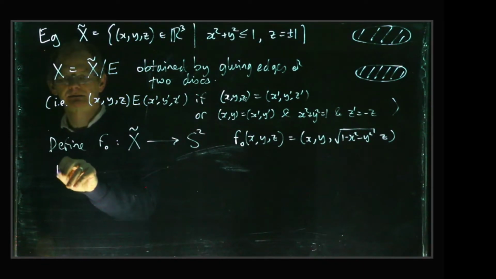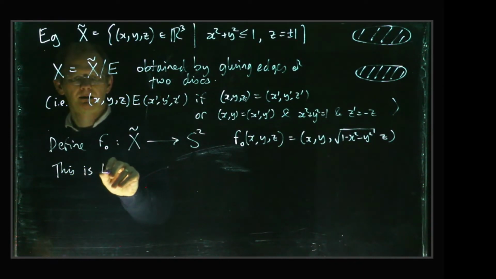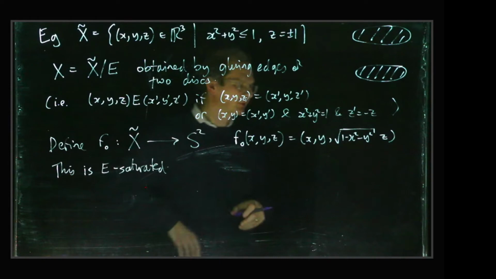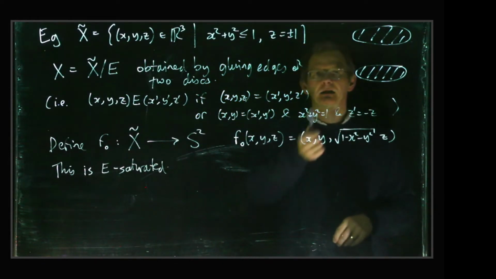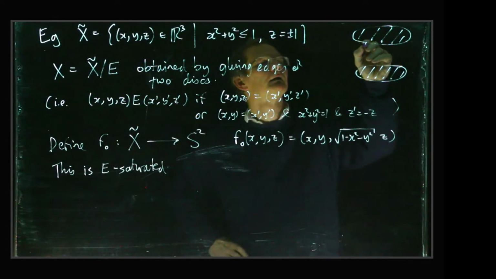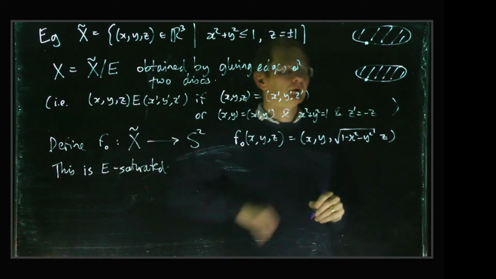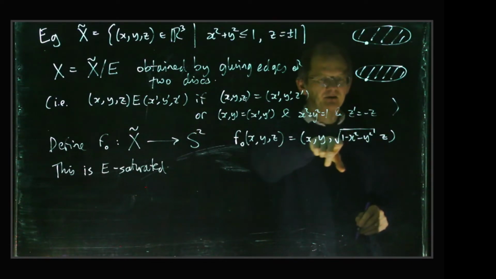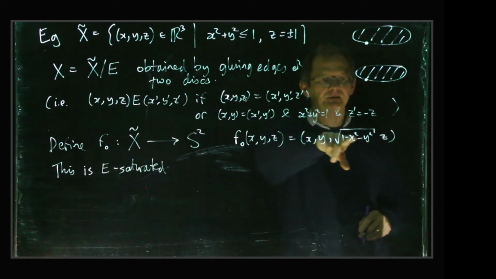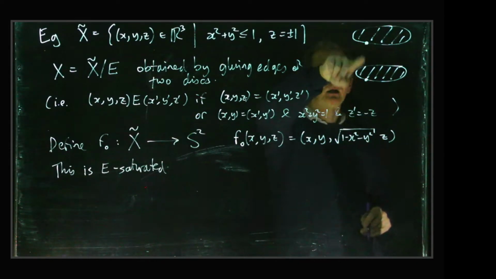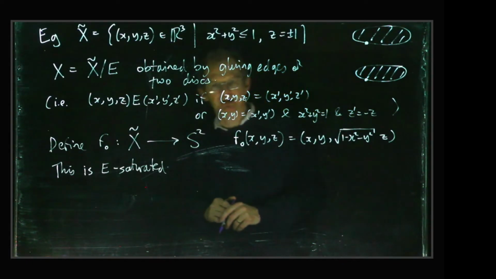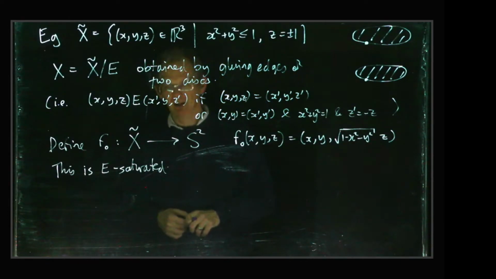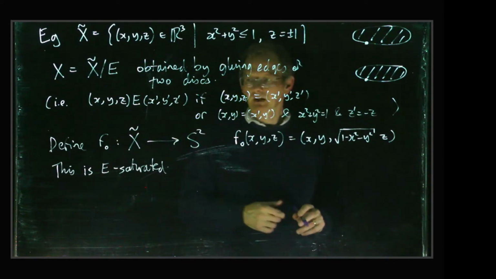So this is E-saturated. In other words, it sends equivalent points to equivalent points. Why is that? If you've got a point here and the corresponding point there, so these are on the boundary, so x squared plus y squared is equal to 1. So in the second factor here, your root of 1 minus x squared minus y squared is 0, so it doesn't matter whether z is plus or minus. So these two points here and here get sent to the same place in S^2. They just get sent to the obvious equatorial point between those things. Okay, so that's an E-saturated map.